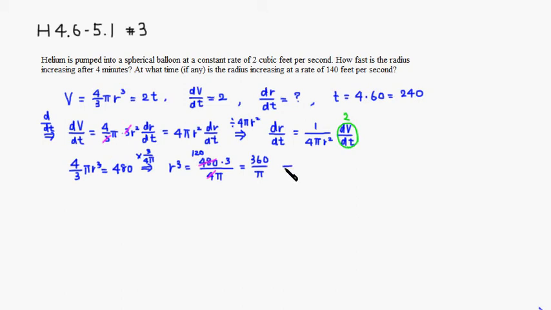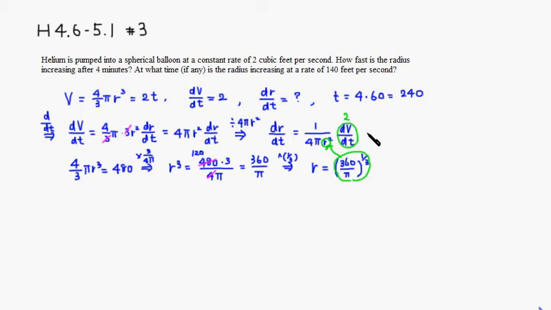To get rid of the cube, I'm going to raise it to the 1/3 power, or take the cube root. So r is equal to 360 over pi, raised to the 1/3 power. All right, so we can plug this into here. Let's do that.